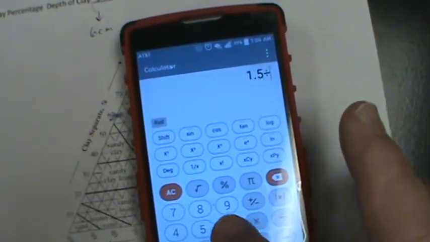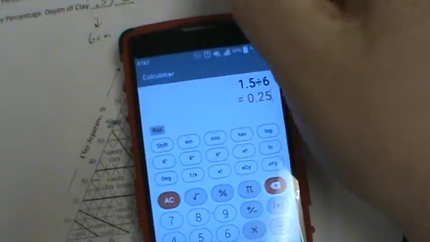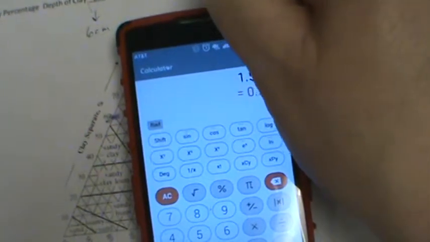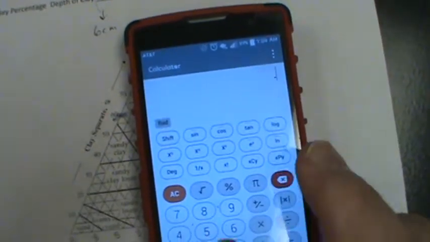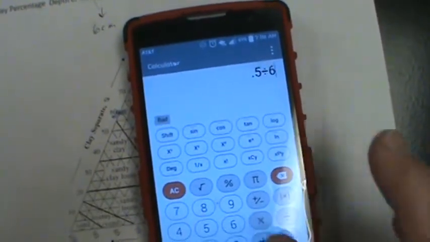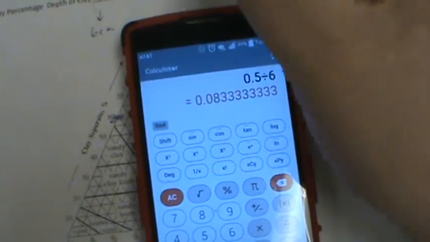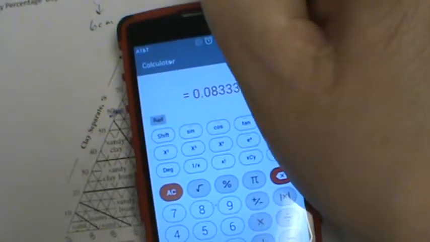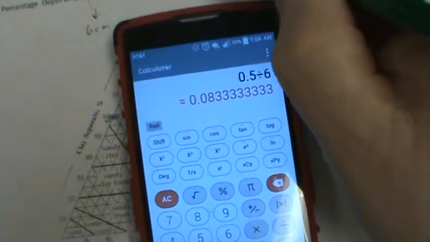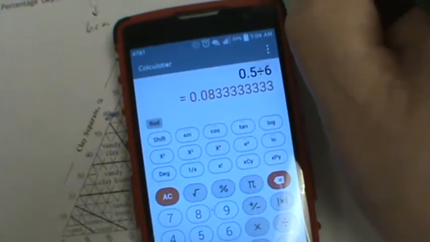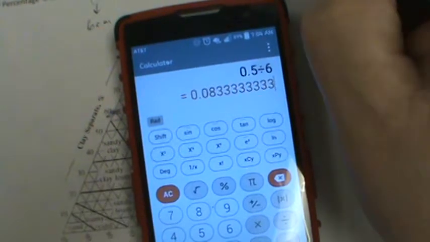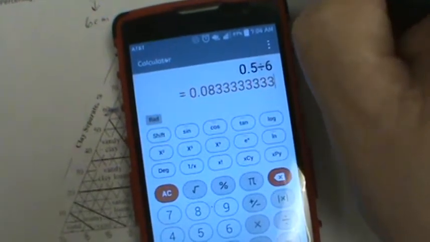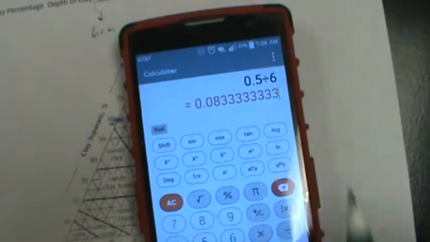Then we're going to take 1.5 divided by 6. That equals 25%. And then the 0.5 divided by 6 equals 8%. So 67 plus 25, that's a 92, plus 8 is 100%.